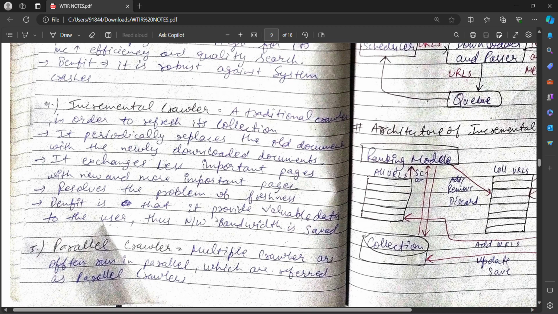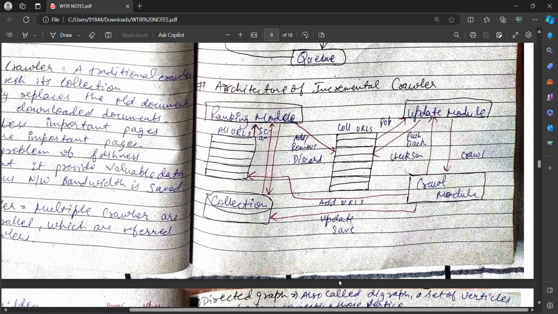The benefit is that it provides valuable data to the user, thus network bandwidth is saved. That's obvious. If your user is searching for data and you show him data that is not updated, not fresh, then you are not having good performance or efficiency. But if you show him updated, fresh quality data, you are increasing the performance, and network bandwidth is also saved.